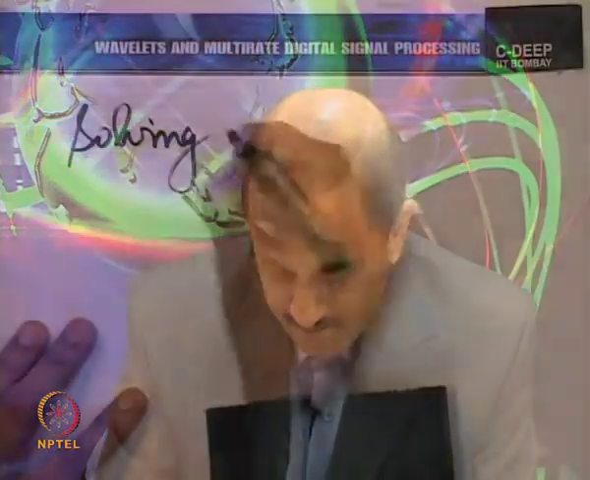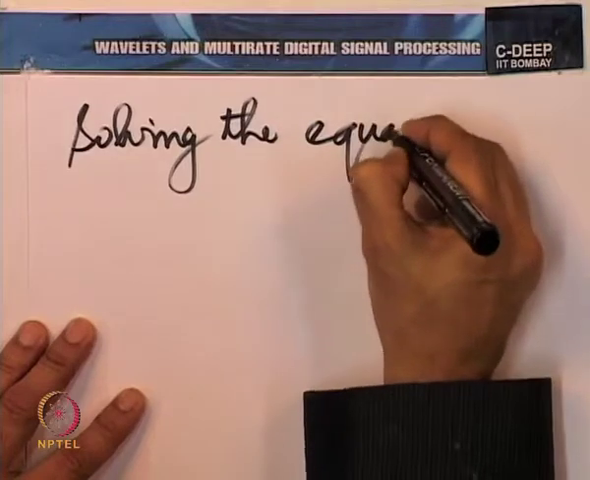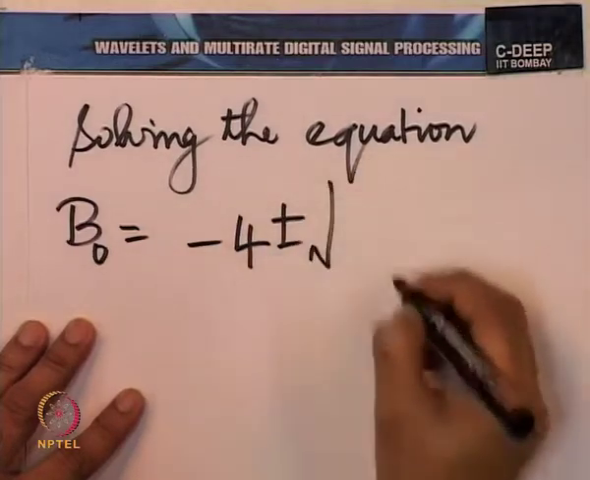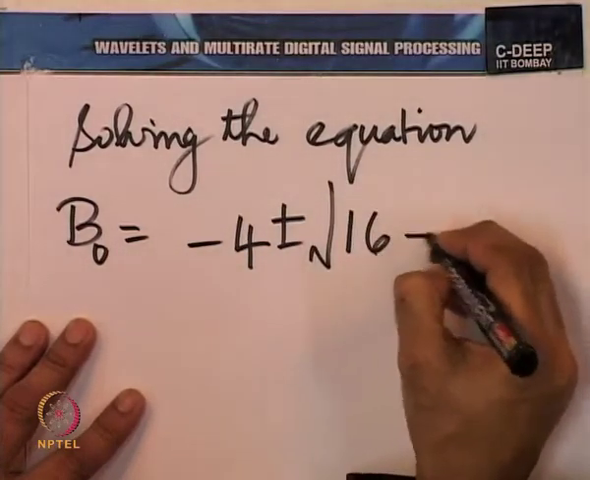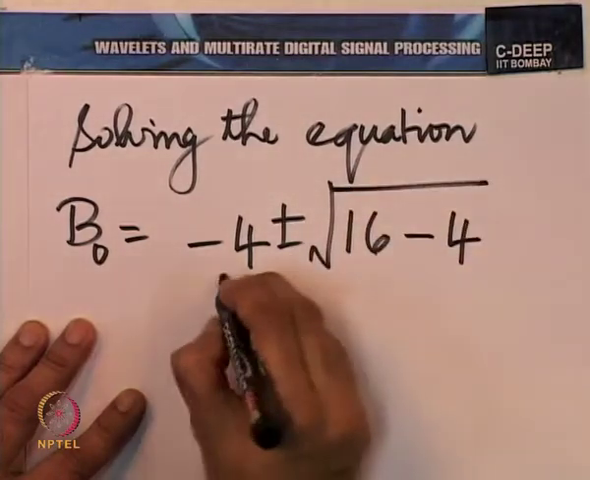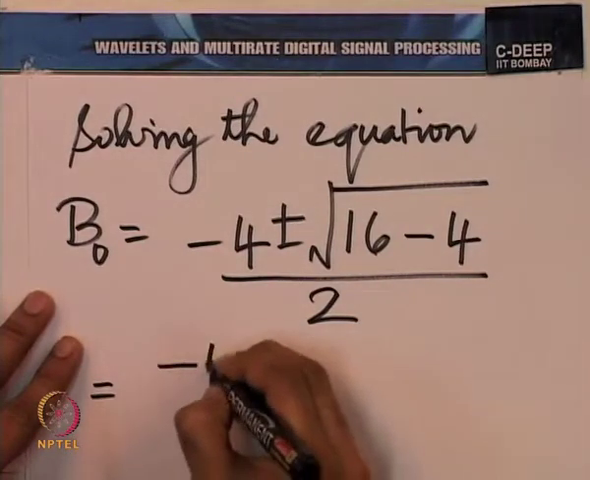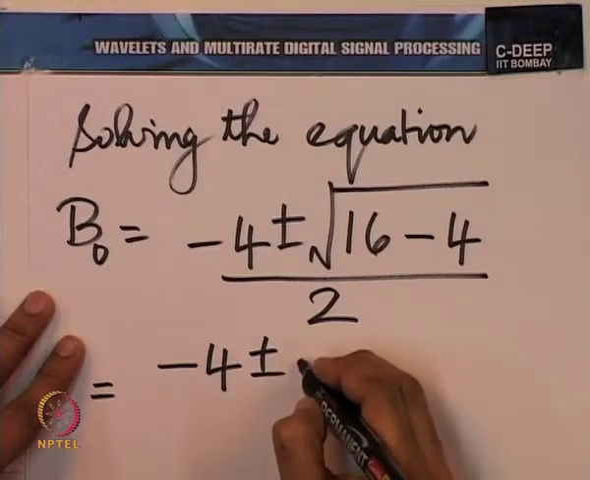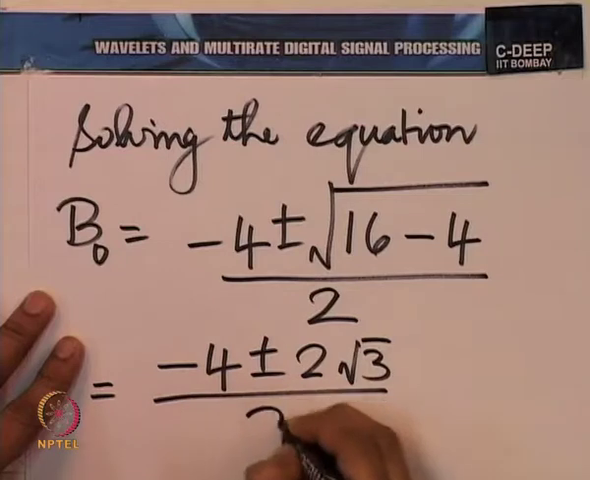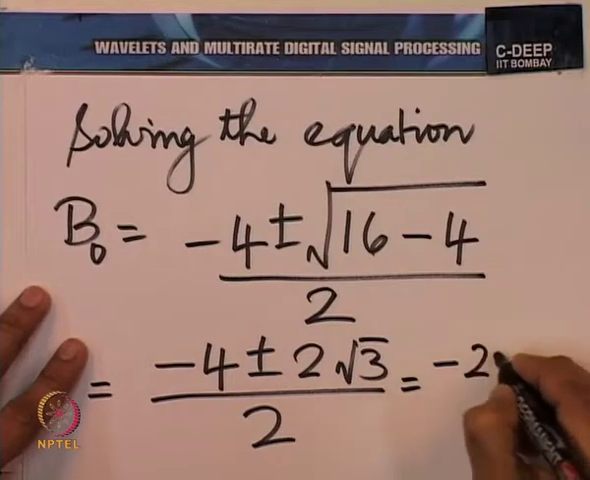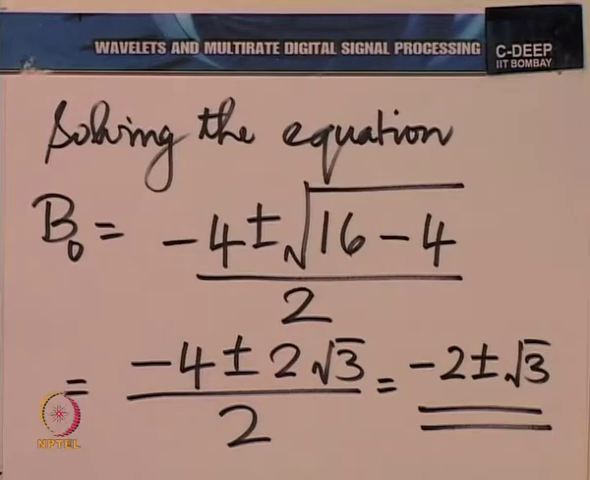Solving the equation, we have B 0 is minus b plus minus root b squared minus 4 a c by 2 a. That gives us minus 4 plus minus 2 root 3 divided by 2, and that gives us two solutions, minus 2 plus minus square root of 3. Now, we have two solutions here. Which of them should we choose?